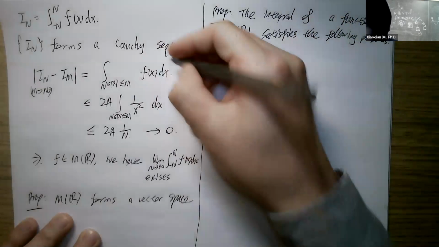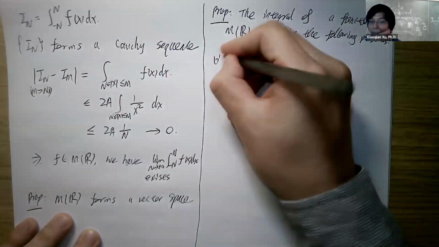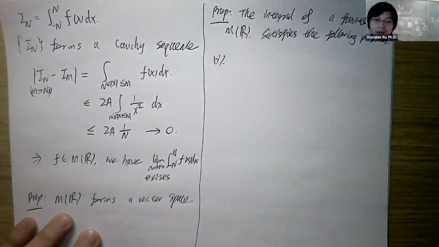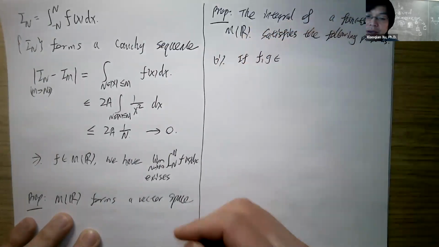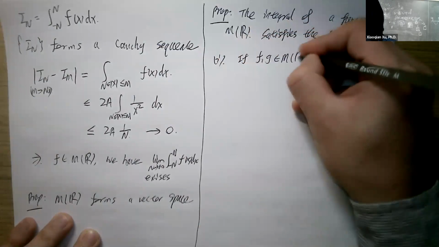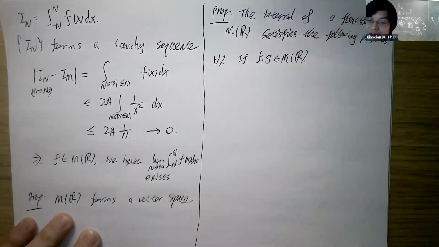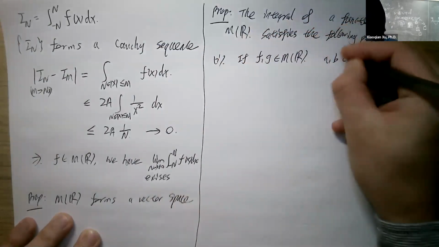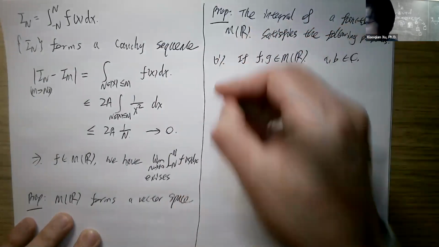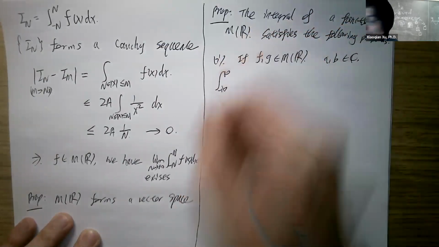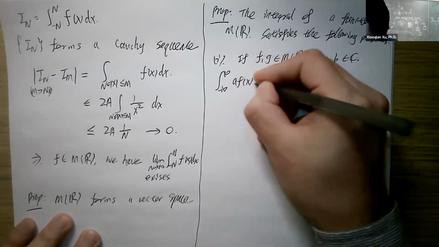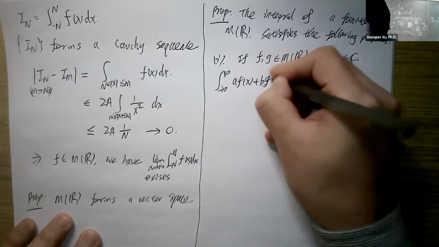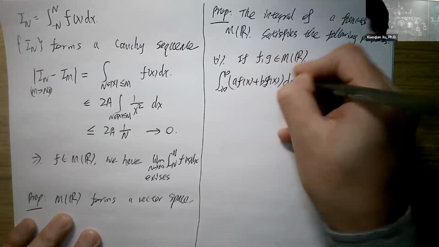Okay, first, we know that if f and g are in M_R, which means they decrease fast enough, and a, b are complex numbers, then if you do a linear combination of f and g, it's actually, you can take it out.